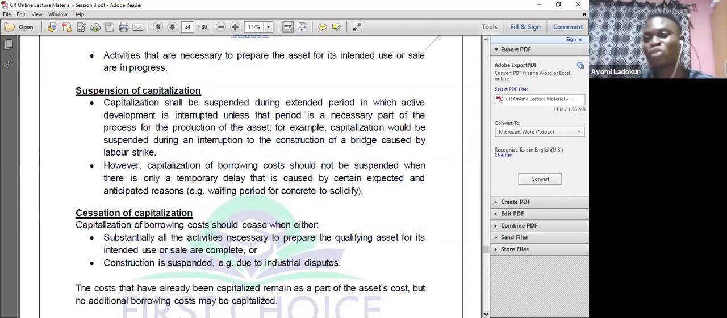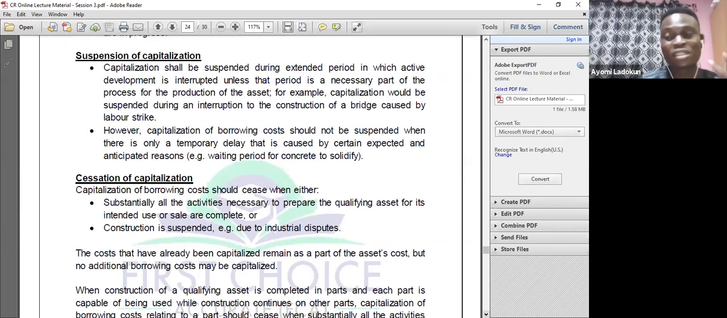So before you can commence borrowing cost capitalization, what happened? Number one, expenditure for the asset is being incurred; number two, borrowing costs have been incurred; and number three, activities necessary to get the asset ready for intended use or sale have started. Like I said, I've broken it down into three. Suspension of capitalization is actually different from cessation. When you say cessation, you stop finally, but suspension is just temporary. You stop, then you continue again, and that is where the calculation is.